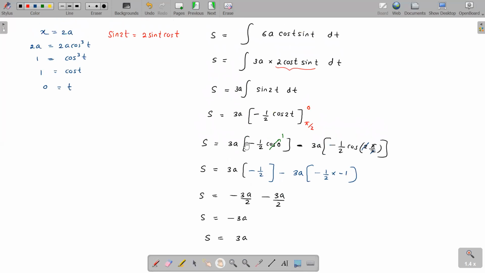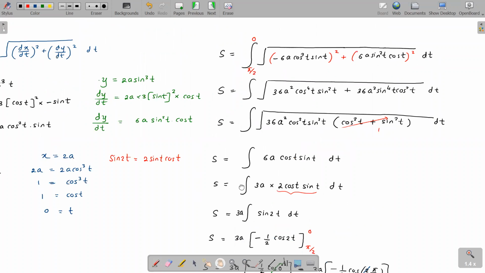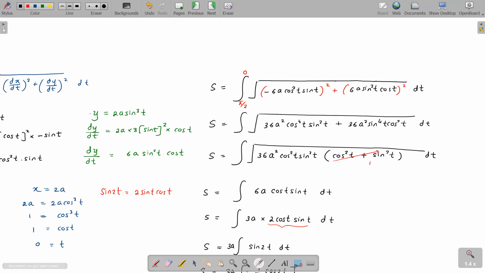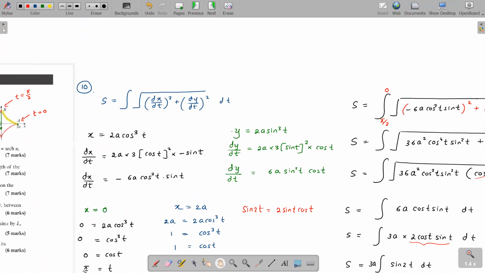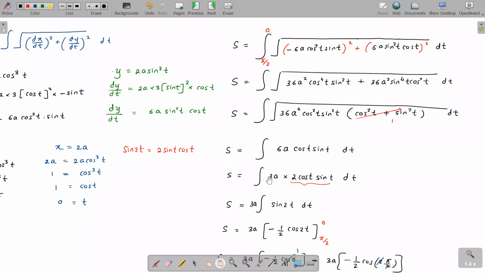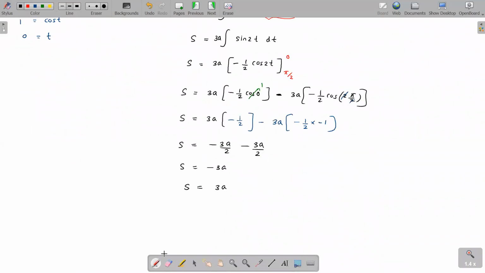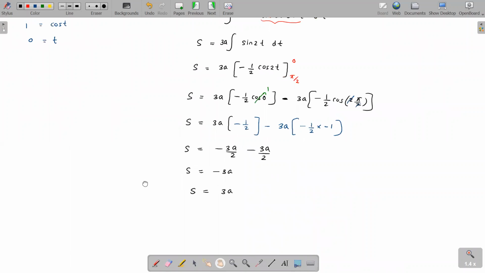I think we can fix this problem by changing the limits, because they've told us to get arc length BA. So instead of taking s as negative 3a, s is the arc length, it should be positive. So the arc length AB, I got as 3a. You saw the entire figure had 4 arcs, which means the total arc length is 3a times 4, which is 12a.